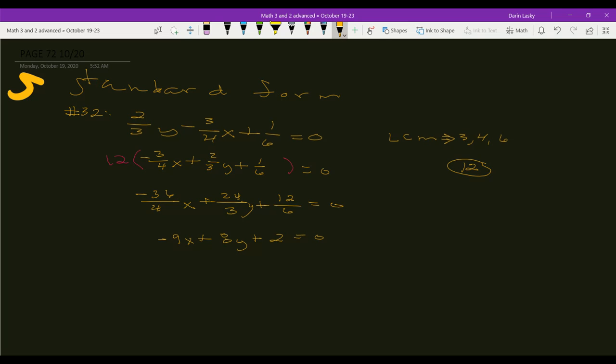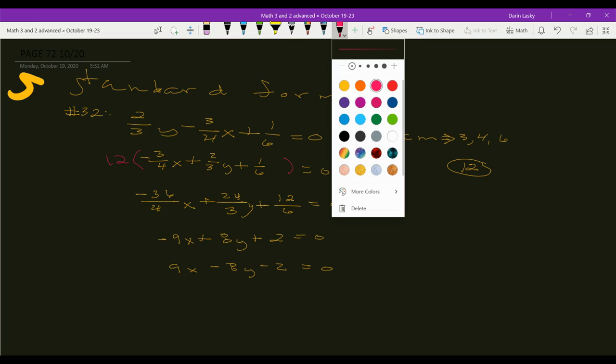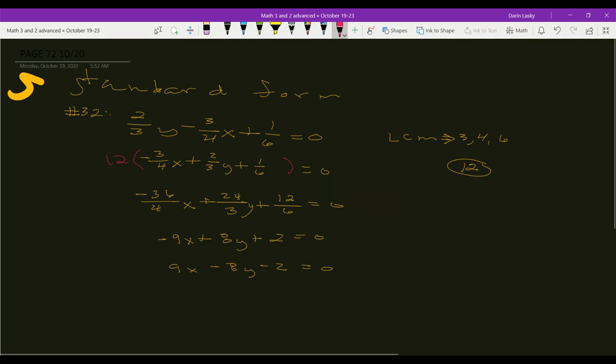But we can't have this negative here, so I'm going to multiply this whole thing by a negative. And so we're going to get 9x minus 8y minus 2 equals 0. If we're going to talk about what our a is, it's 9. Our b is negative 8, and our c is negative 2. So that's just a quick reminder. The biggest thing here is being able to find our lowest common multiples.